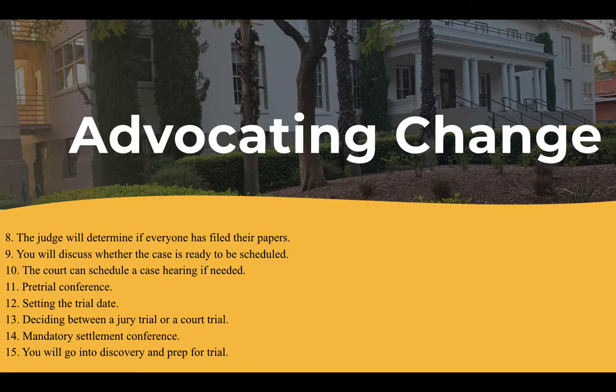Mandatory settlement conference for unlimited civil case. This is set by the court after the case conference. The judge meets with the people in the case. The people will present the facts, and the judge will try to find a solution. If you can reach a solution, you do not have to go to trial. After this process, you will go into discovery and prep for trial if your issue has still not been resolved.